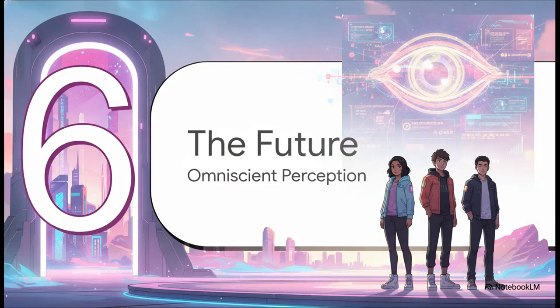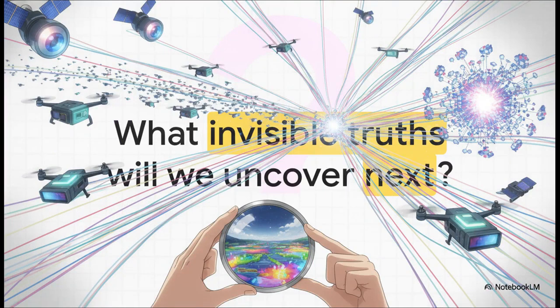Section 6. The Future. Omniscient Perception. We are rapidly approaching a world where hyperspectral sensors are miniaturized, embedded directly in our everyday devices, orbiting on thousands of satellites, and flying on autonomous drones, all of them continuously feeding data into real-time AI foundation models. We are quite literally learning to seamlessly see beyond visible light.